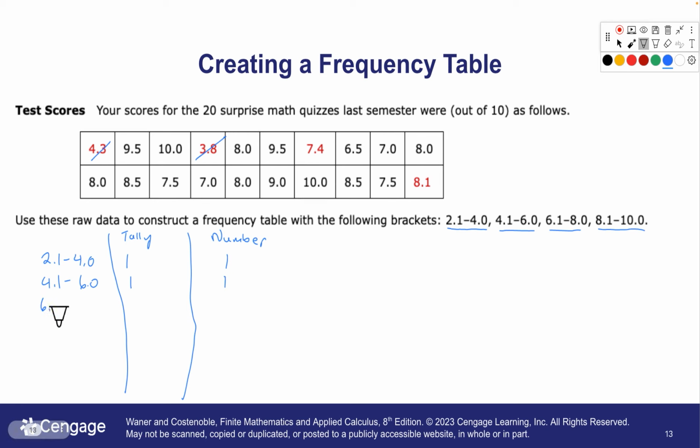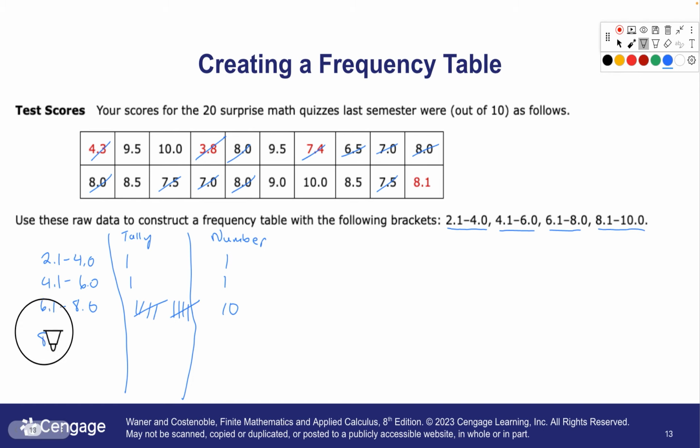And then we could do 6.1 to 8.0. Again, we're looking for values between these two in the data. And 8.0, that's at the endpoint, so we'll count that. That's 1. 7.4 is there, so we'll count that. 6.5, we'll count that. 7, 8, that, and that. 8, we'll count that one. We won't count 8.5, that's too big. 7.5, we'll count that. 7.0, we'll count that. Count that one. And 7.5 gets counted. 8.1 is too big, so we don't. So there's 10 of those numbers.